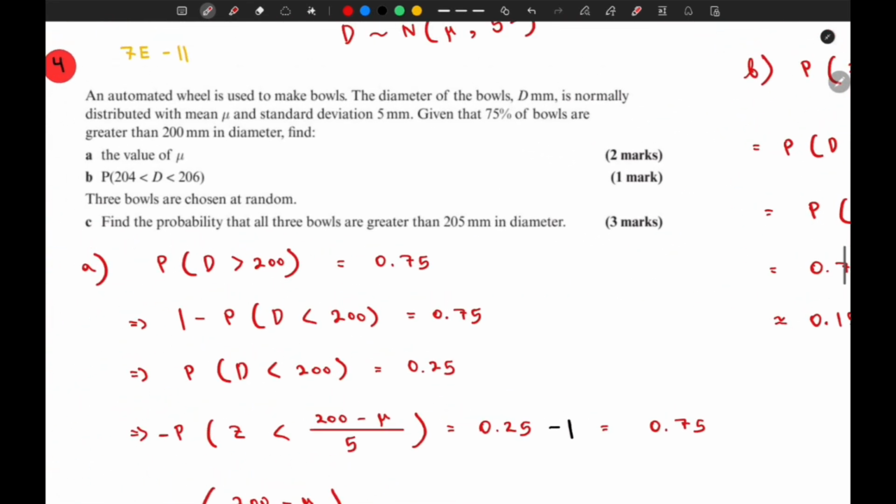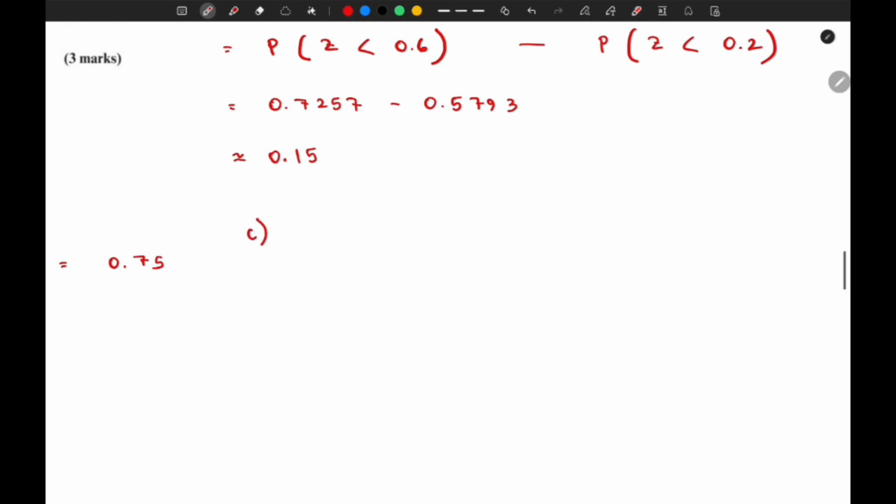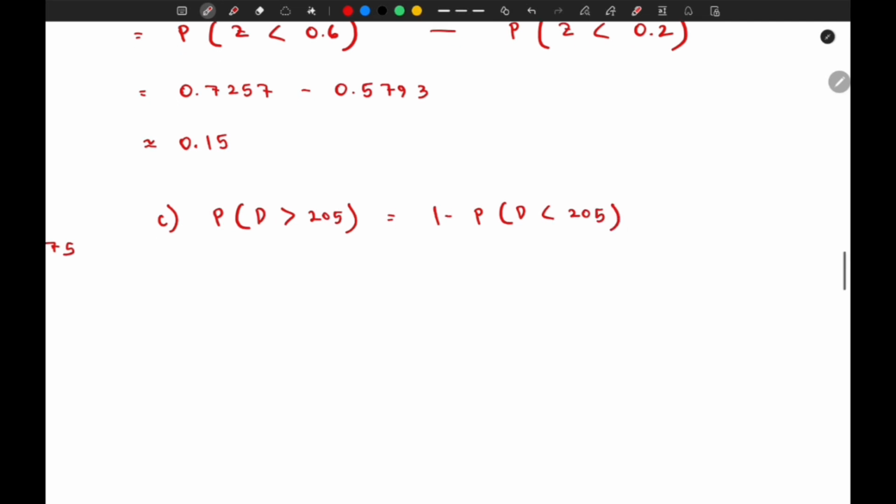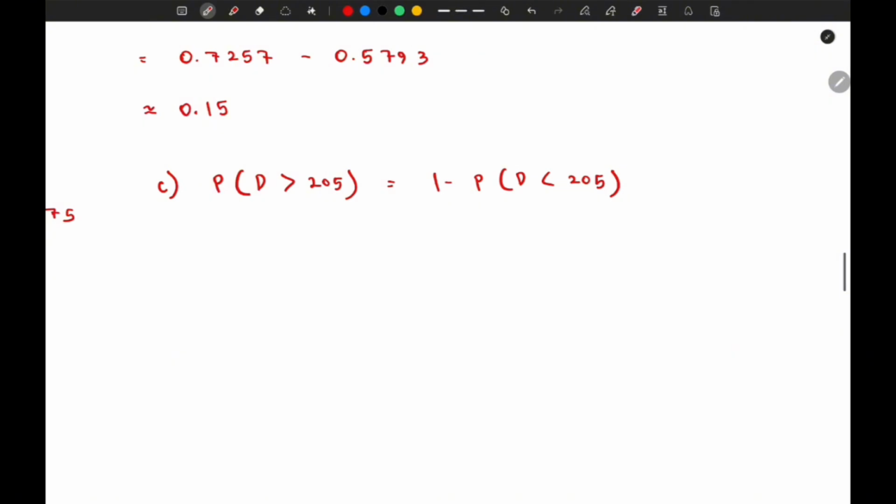Now moving on to part C, 3 balls are chosen at random. Find the probability that all 3 balls are greater than 205 millimeters in diameter. So let's first find the probability for a single ball to be greater than 205 millimeters in diameter. So we can write this as 1 minus the probability of d less than 205. We have talked about this formula in the previous part. We can look those up.